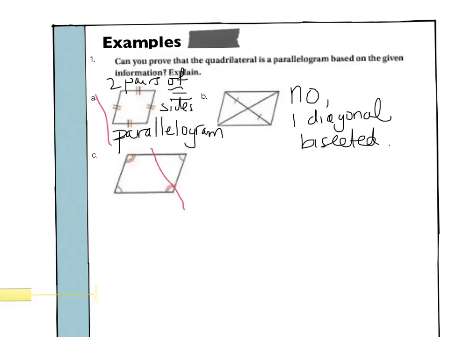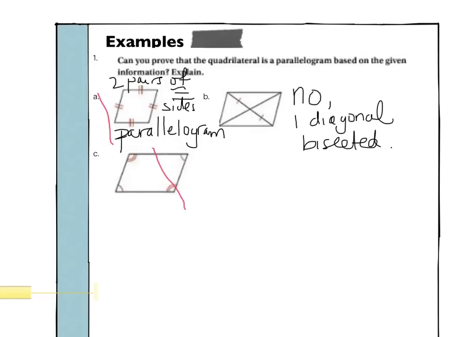Last but not least is C. And C here, I just want to erase that yucky mark there. Okay, so C here shows me that it looks like I've got opposite angles congruent here and here, and here and here. And that definitely is a parallelogram. So yes, opposite angles congruent.